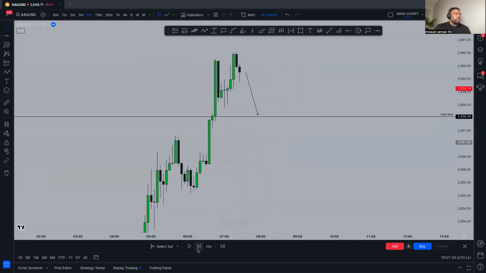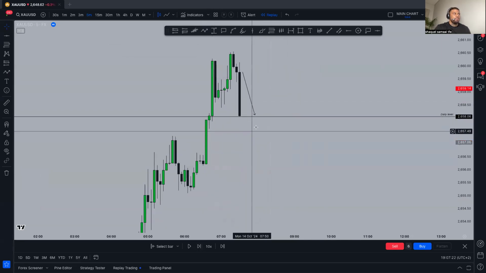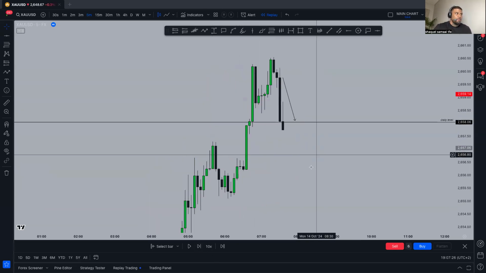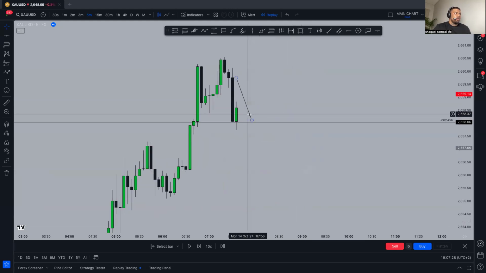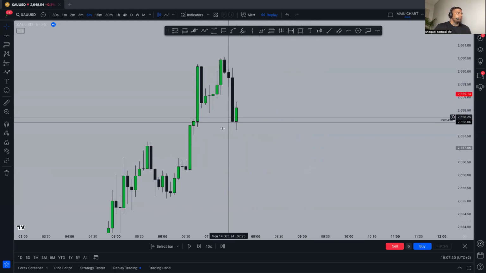And when it comes there, guys, you want to see how it comes. See there, market closes right on there. So we want to see a slowdown. Right there we have a slowdown candle. So you can see market is wicking on both sides.